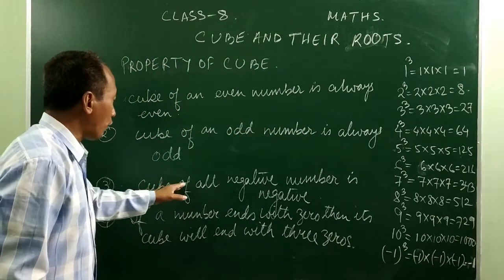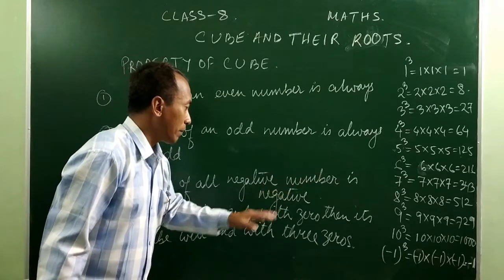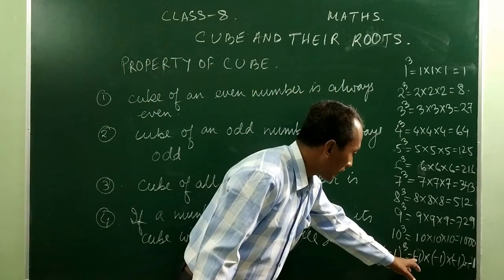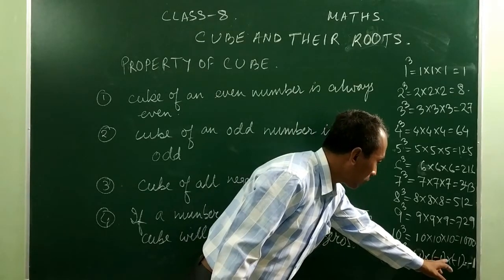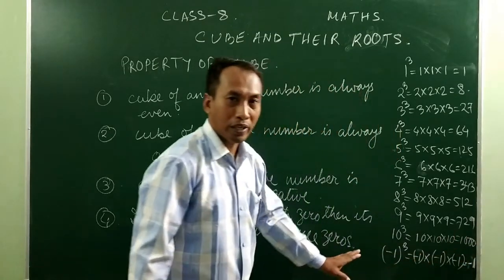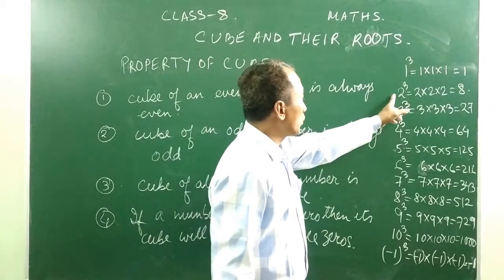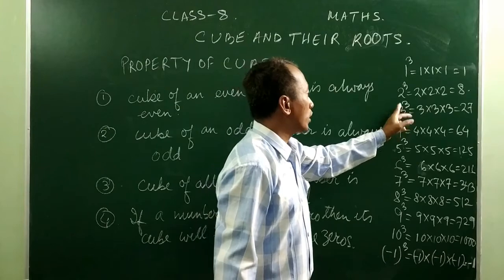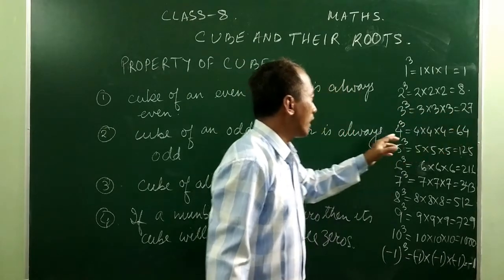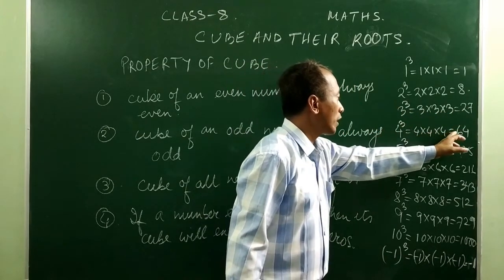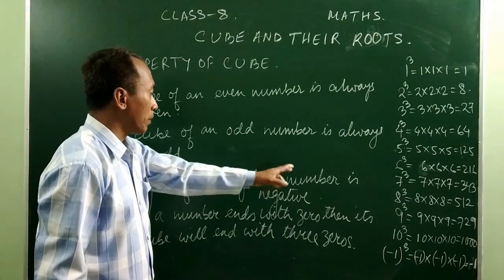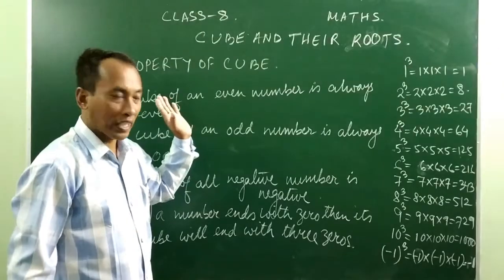The cube of all negative numbers is negative. I have given you one example here. Minus 1 cube is minus 1 into minus 1 into minus 1, which is minus 1. You get a negative. Minus 2 whole cube is minus 8. Minus 3 whole cube is minus 27. Minus 4 whole cube is minus 64. That means the cube of every negative number is negative.